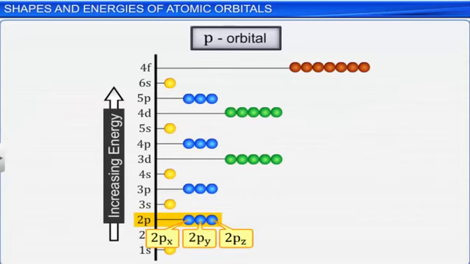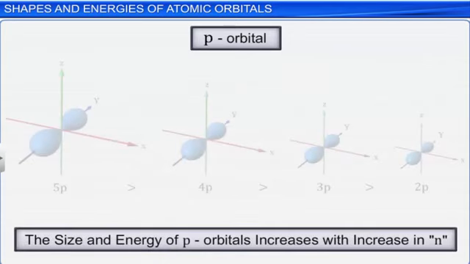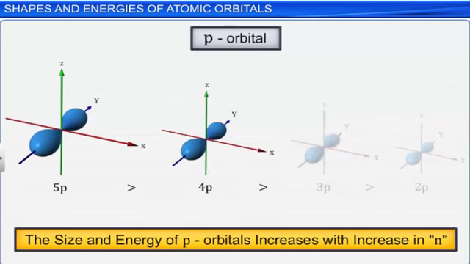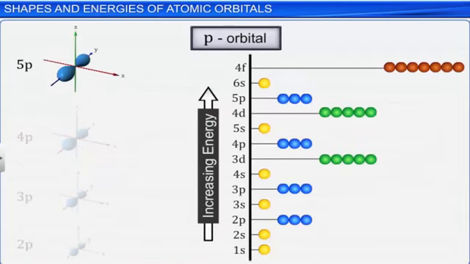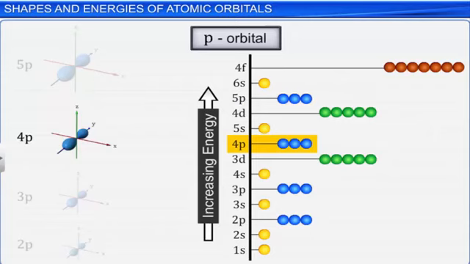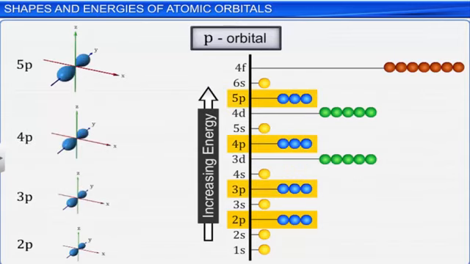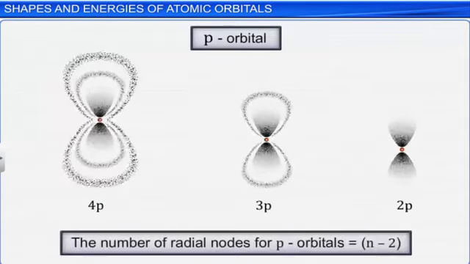However, like s orbitals, the size and energy of p orbitals increases with increase in the principal quantum number. For example, the size and energy of 5p is greater than 4p, which in turn is greater than 3p, followed by 2p as shown. The number of radial nodes for p orbitals is given by the expression n-2. Therefore, the number of radial nodes is 0 for 2p orbital, 1 for 3p orbital, 2 for 4p orbital, and so on.